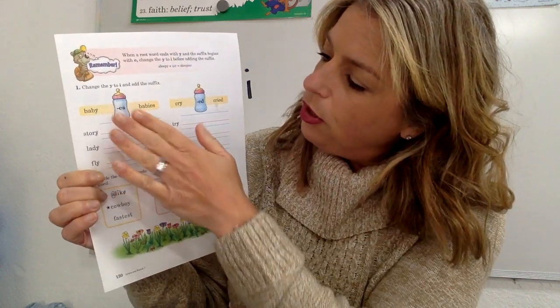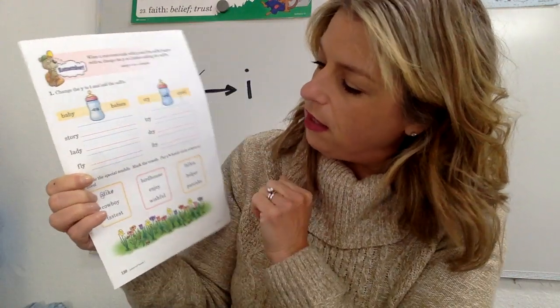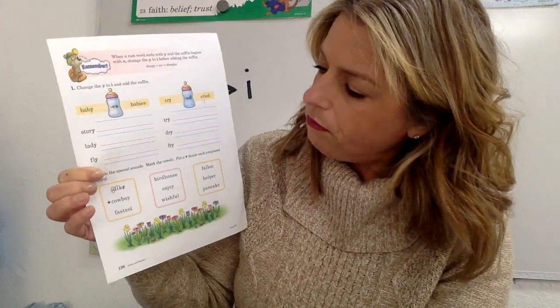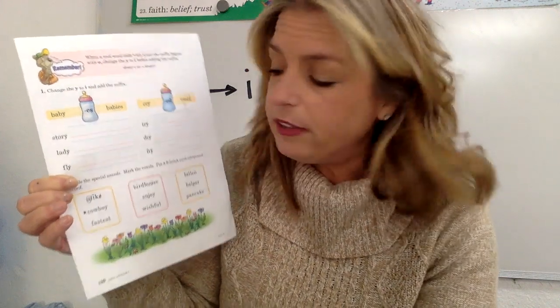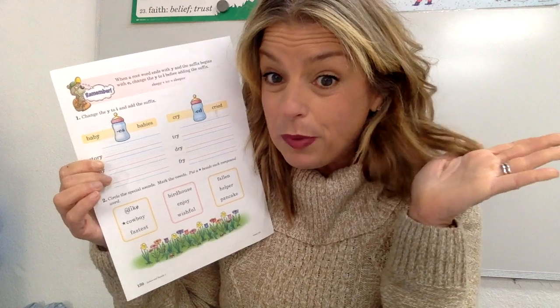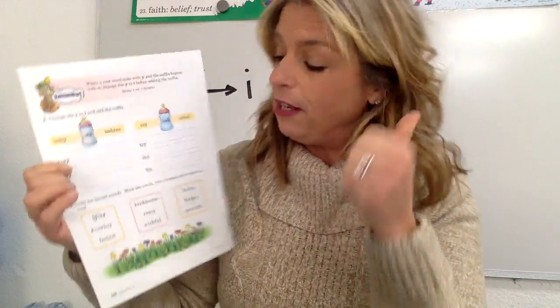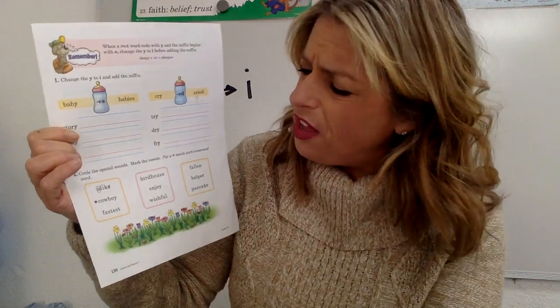So that's what you're going to do as soon as we end this video. You'll do this side, and then on the bottom, you're going to circle all the special sounds and mark the vowels. What are we going to do? Good. Okay, one more thing.